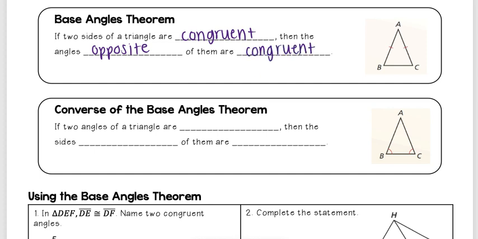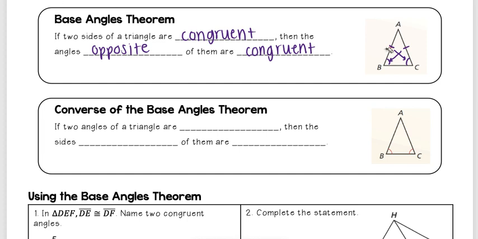So basically what it's saying is that if I have a triangle and it's marked that I have two sides congruent, then I can automatically say that the angles opposite of them, so when I say opposite, that's like right here and right here, those two angles are going to be congruent. So if I have two sides that are congruent, automatically the angles opposite of them are also congruent.